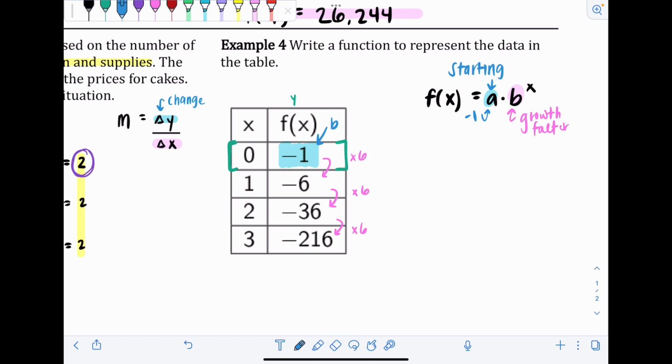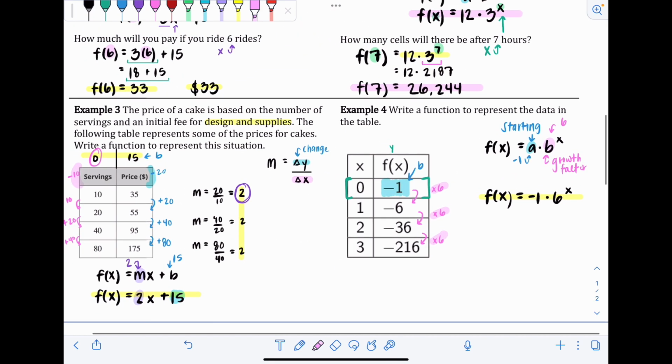And then the growth factor, that's what are we multiplying by each time? We already found that we were multiplying by 6 every single time. So the growth factor is going to be 6. So it'd be f of x equals -1 times 6 to the x power. And that's it. So f of x equals -1 times 6 to the x, and that's as simplified as it can go. Because again, we wouldn't be able to multiply the -1 by the 6 until after we simplify this exponent, and we can't because it's just an x, so we don't know what it is and we can't simplify it.